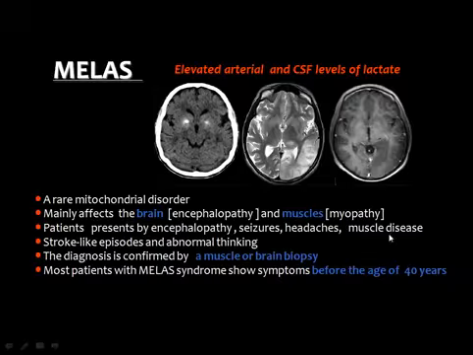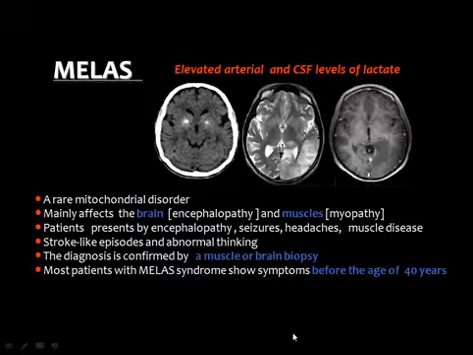There is no enhancement in the lesion, but there are some criteria that can enable you to predict the possibility of MELAS syndrome. Number one is the presence of these ischemic changes in a relatively younger age, because patients with MELAS syndrome usually present before the age of 40 years. Number two is the elevation of the arterial and the CSF levels of lactate. And number three is to have a muscle or brain tissue biopsy to confirm the diagnosis.